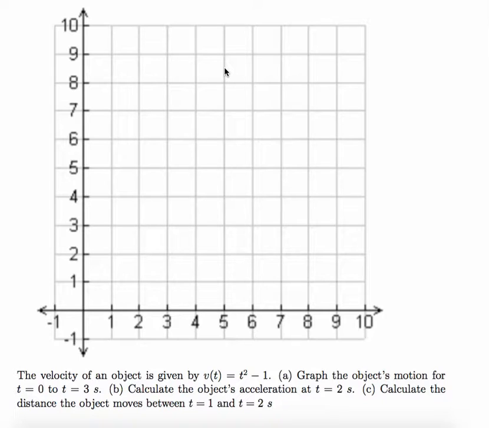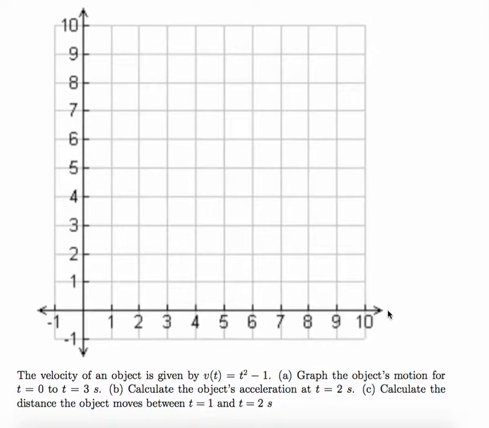So in this case, let's take an example. It's a little bit simpler and neater looking than the example in question 6 of the first problem sheet 1.2. We're told the velocity of an object is given by v at t, the velocity at time t, is t squared minus 1. So first, graph the object's motion.